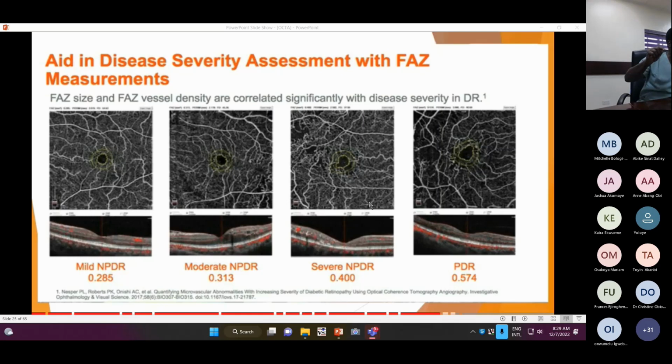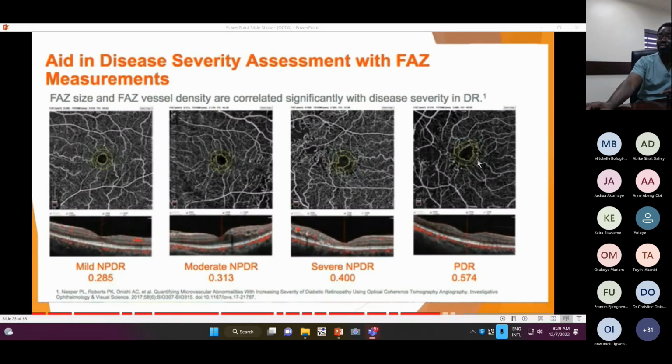Also, within each of the stages of diabetic retinopathy, foveal avascular zone sizes are different. With the proliferative, you have a much larger one, and this is a study that shows us the average. Compared to those with the mild, the FAZ tends to enlarge as we progress along the classification to the worst ones.